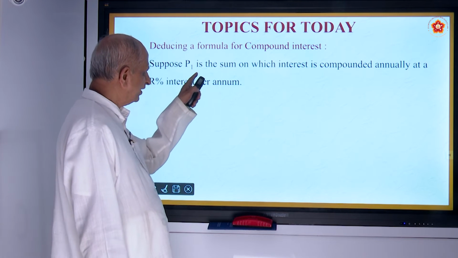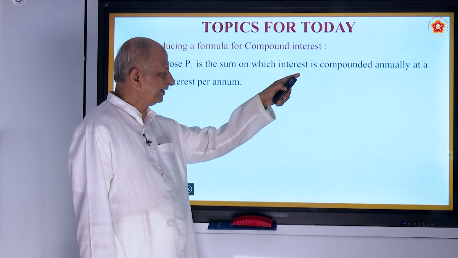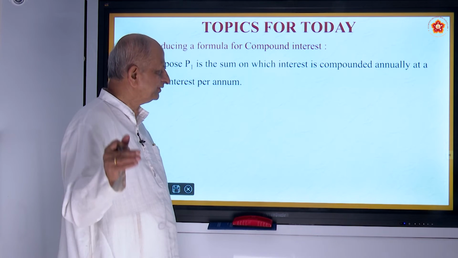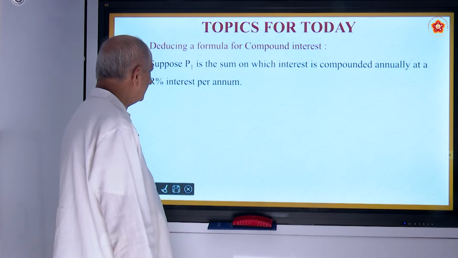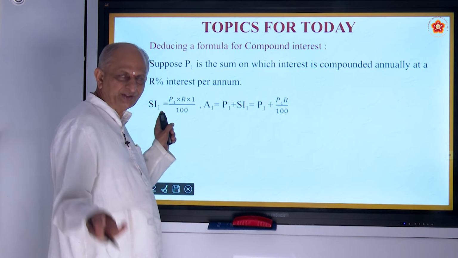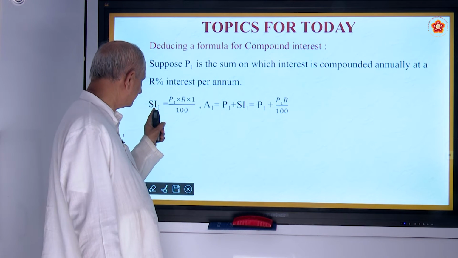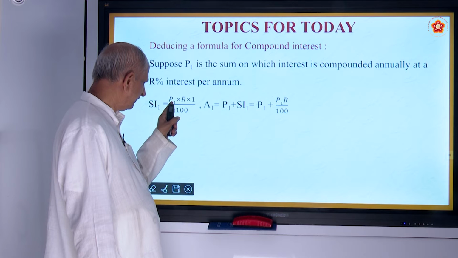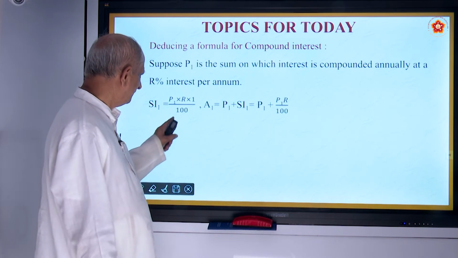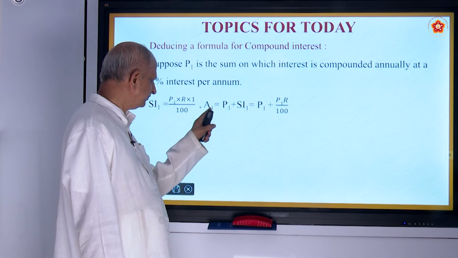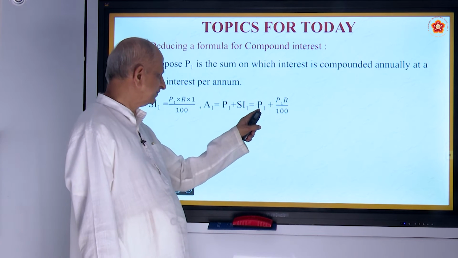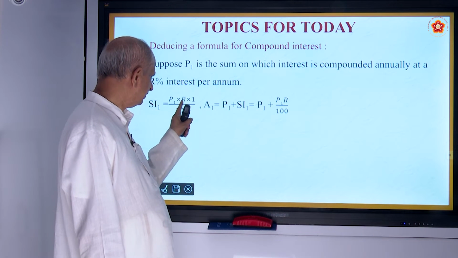Suppose P1 is a sum on which the interest is compounded annually at a rate of R per annum. So P1 is the principal, R is the rate of interest. Then, the formula we have just now worked out in some problems: simple interest SI1 is equal to P1 principal into R rate of interest into 1, because first year, by 100. So then A1 becomes P1 plus SI1. P1 plus what is SI1? This one, P1 into R by 100.